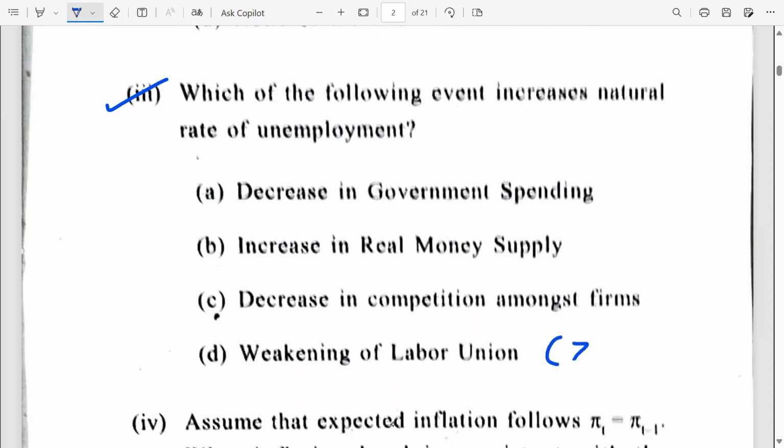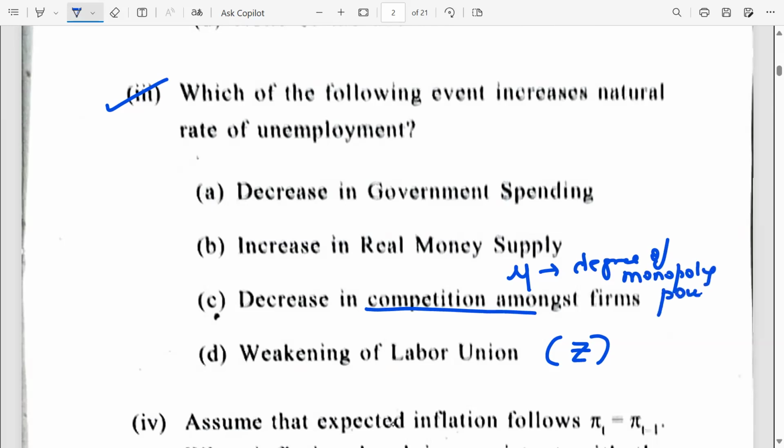Weakening of labor union is Z, from my lectures. Competition among the firms is captured by mu, which is degree of monopoly power. So this is a component of the wage setting equation, and mu is a component of the price setting equation. And remember from my lectures on wage setting, price setting, that when mu goes up, it means competition is falling. When I say that mu goes up, it means degree of monopoly power is going up. When degree of monopoly power is going up, it means competition is decreasing.